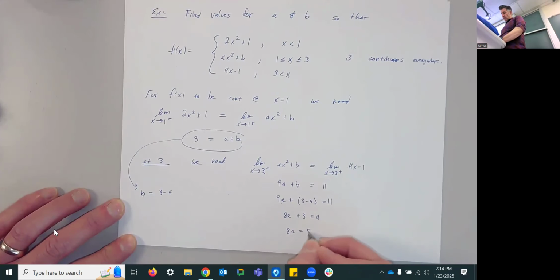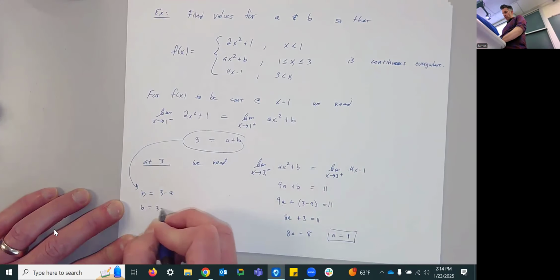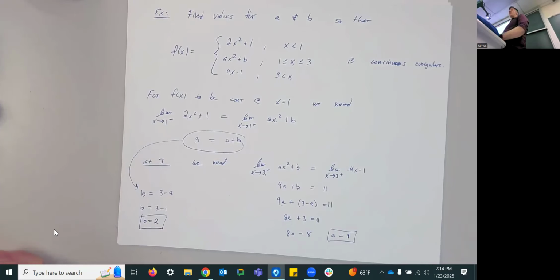8a is equal to 8, so a has to equal 1. Which means then b is going to equal 3 minus 1, so b is equal to 2. Sometimes there's multiple solutions to a question like this, like a is 1 and b is 2, or a is 5 and b is 7. Sometimes you get multiple things, but often you just get one solution. You're like, oh, a has to be this and b has to be this for this to be continuous.